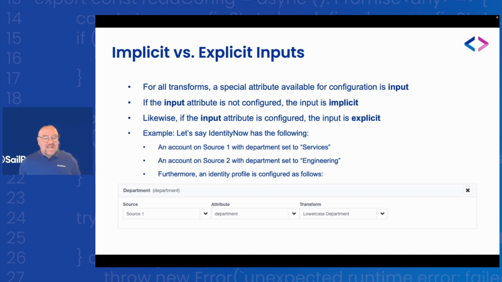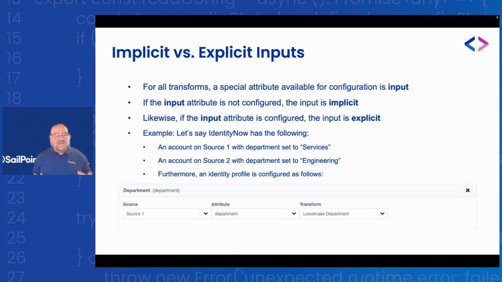So for a transform to work, it needs input. And we've got two different ways of inputting it. It's either going to be an implicit or an explicit input into the transform. So if an input transform attribute is not configured on the transform JSON, then the input is implicit. Likewise, if the input attribute is configured, then it's an explicit input.